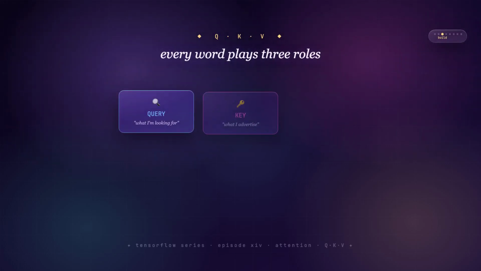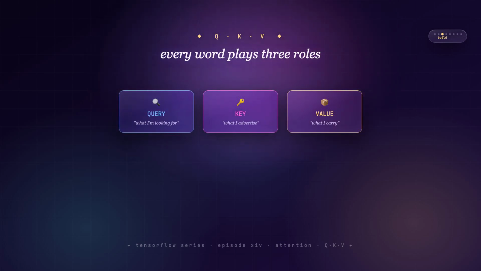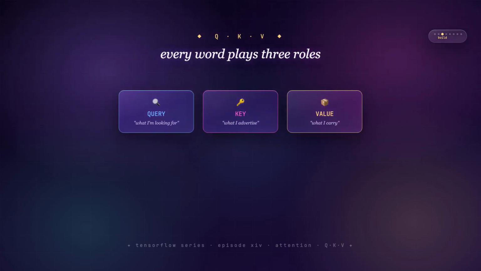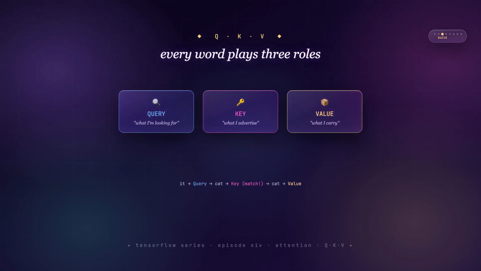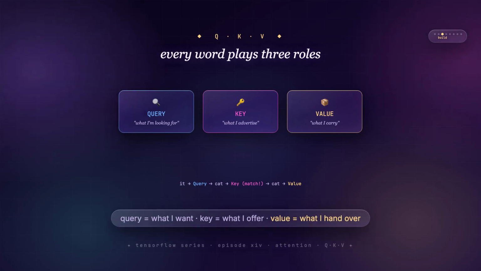To run that poll, every word plays 3 roles at once. The query, that's what I'm looking for. The key, that's what I advertise about myself to others. And the value, that's the actual content I'll hand over if you pick me. It sends out a query, looking for a noun it could be. Cat holds up a key that matches, and then cat passes along its value, its meaning, to be folded into it. Query, key, value, Q, K, V.